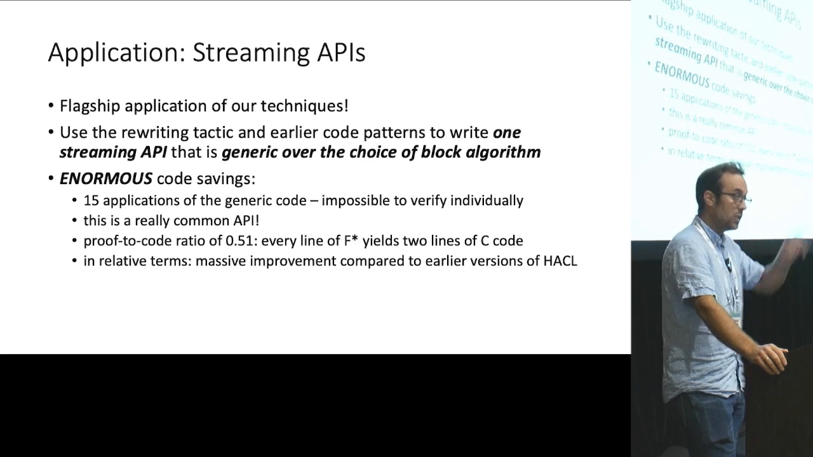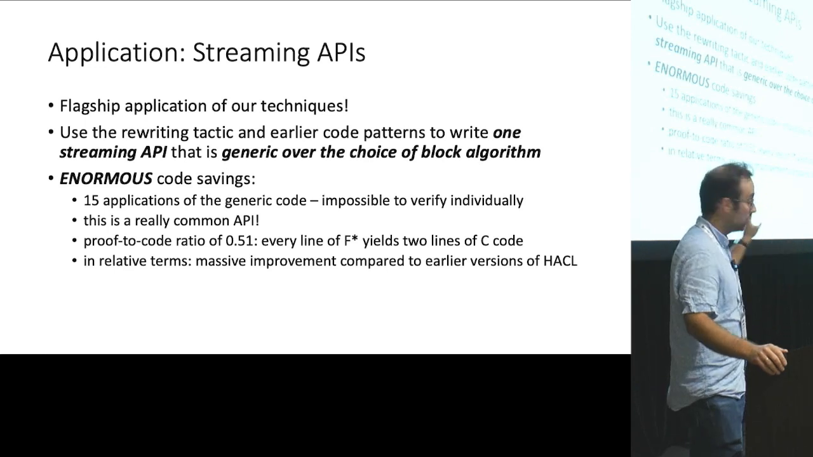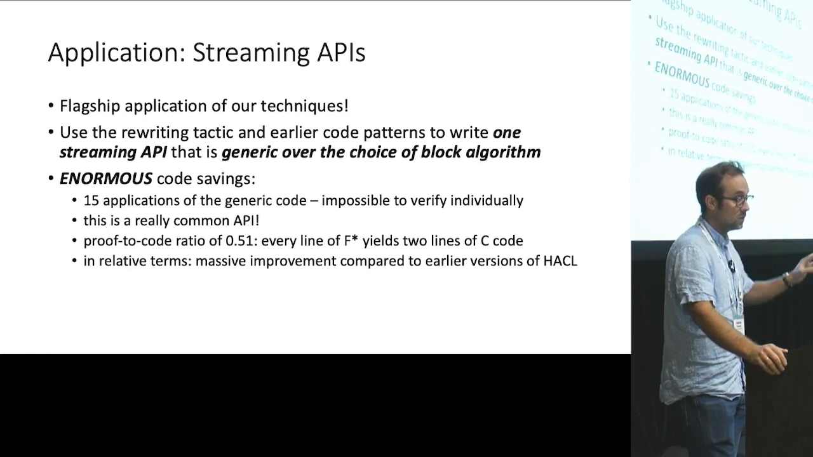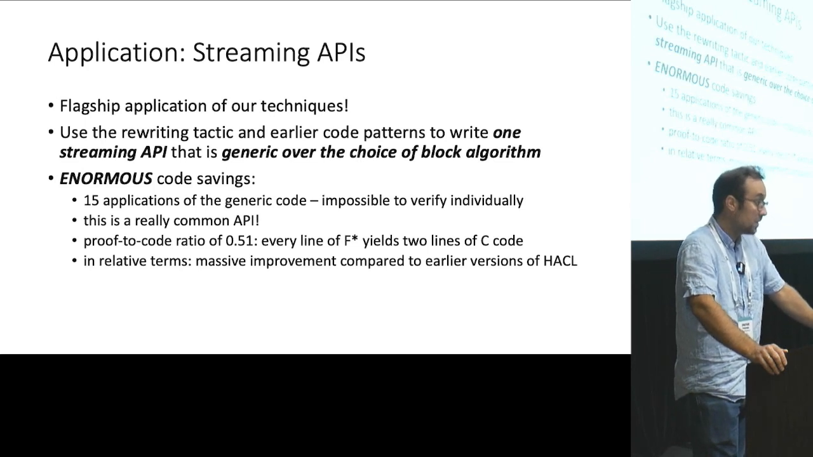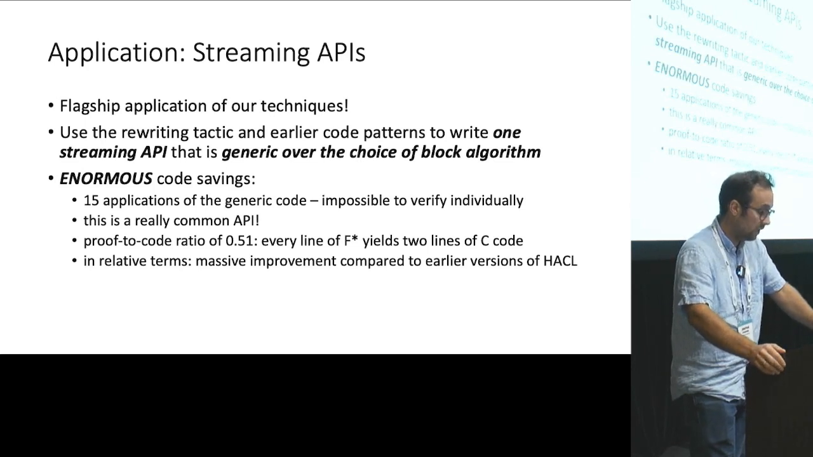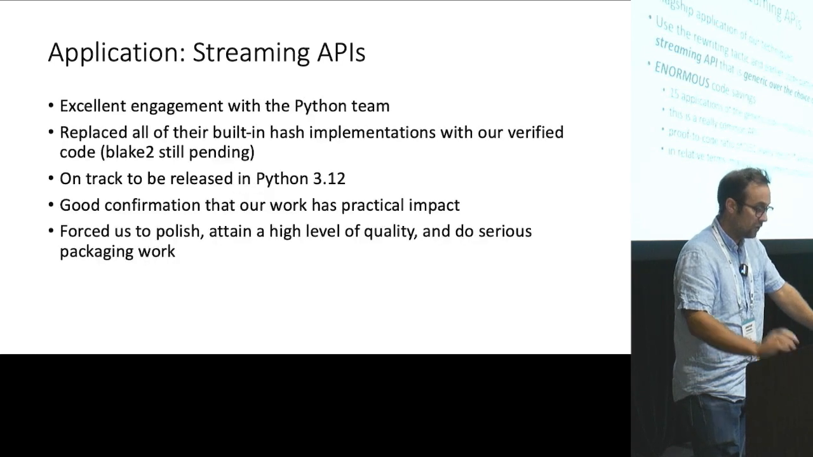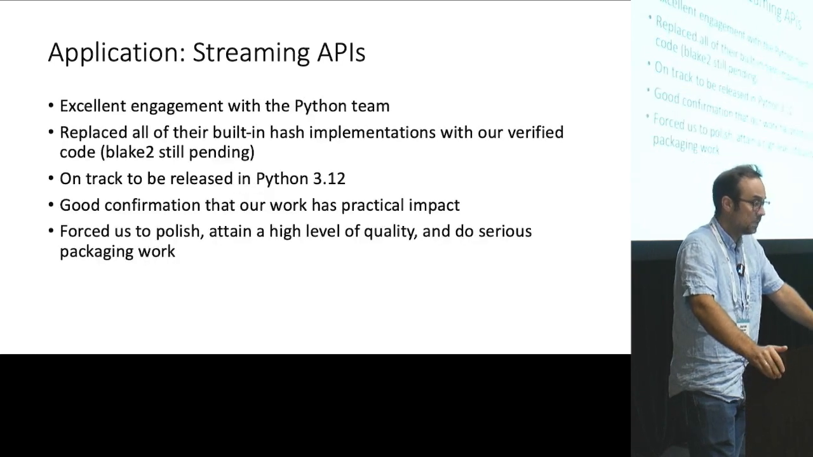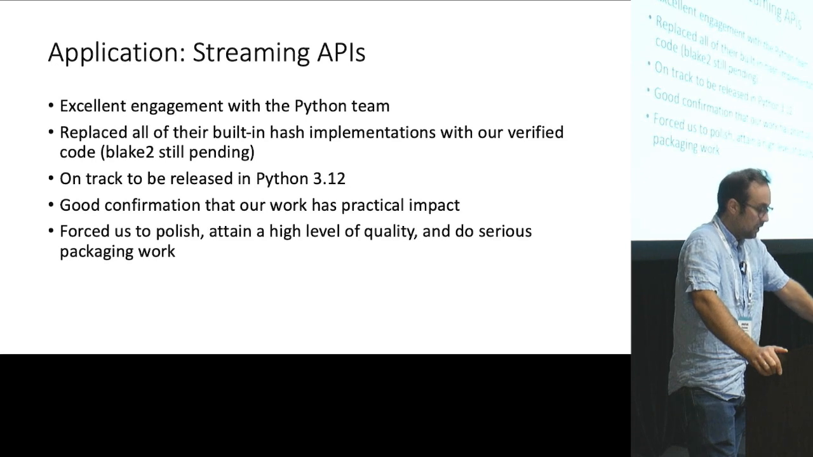The reason I'm mentioning it is that we've been using that metric in previous papers, and we never attained such a low ratio. So that means that it's a massive improvement in productivity compared to earlier versions of HACL*. We've had an excellent engagement with the Python team. We replaced all of their built-in hash implementations, except for Blake 2, which will happen soon. And it's a good confirmation that our work had practical impact.